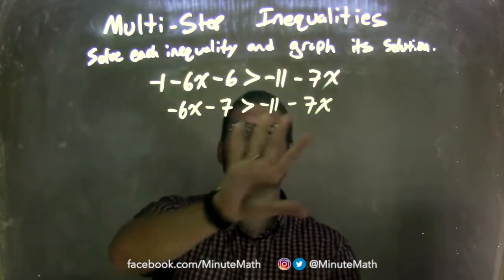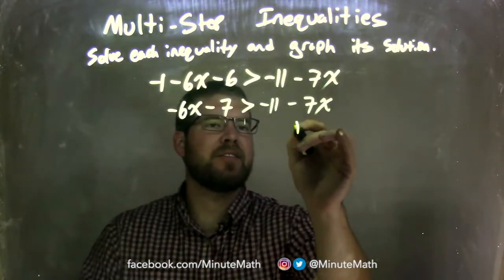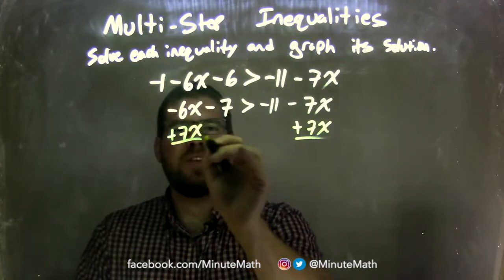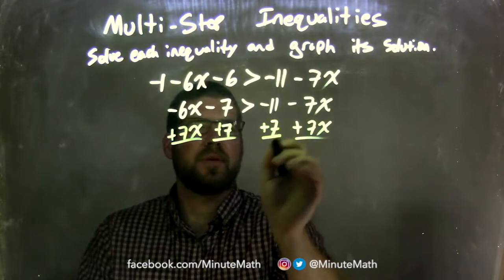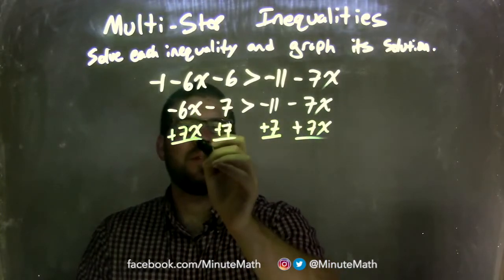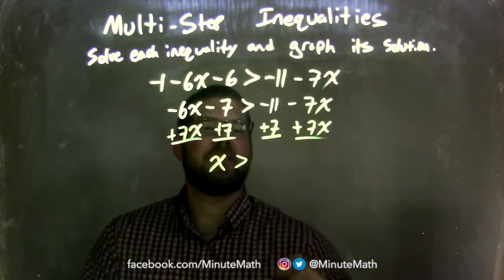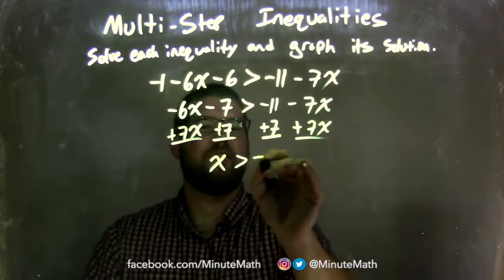So now I'm going to bring my x's over to the left and my numbers to the right. So I'm going to add 7x to both sides, and I'm going to do this all in one step. I'm going to add 7 to both sides as well. That leaves me negative 6x plus 7x is a positive 1x is greater than negative 11 plus a positive 7 comes out to be negative 4.